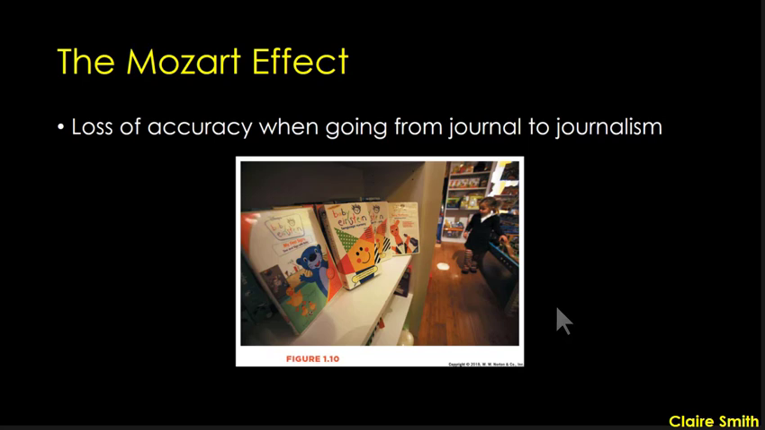We can't have the general public reading these scientific papers and expect them to understand what's going on. But a lot of times it can be detrimental to publish a study and have journalists take that, water it down, and then just push it out to the masses, having something that's not accurate. So that's the Mozart effect.